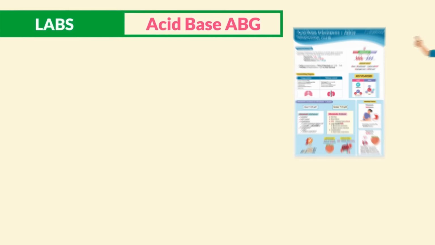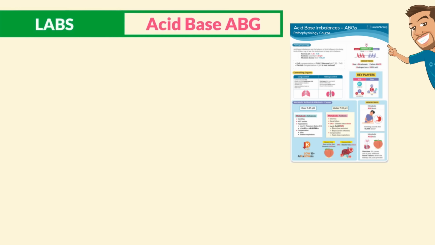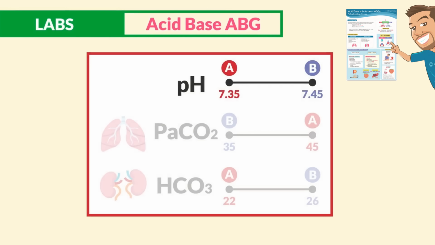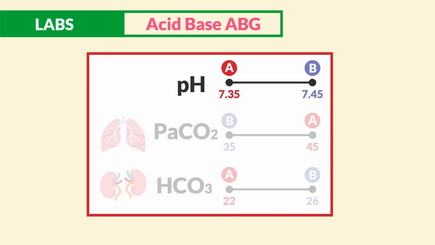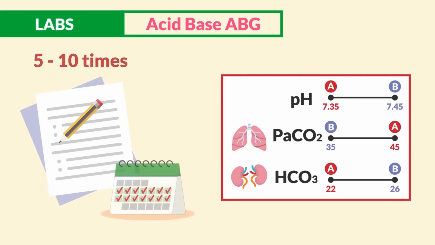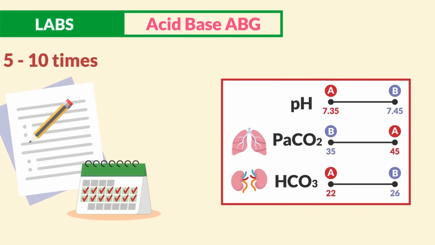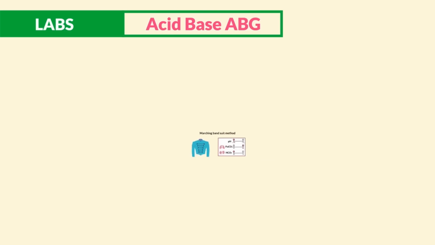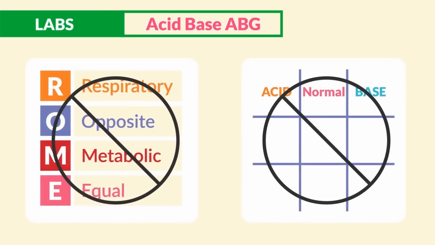Now for the acid-base ABGs. Oh no! The key numbers that you need to know are a pH of 7.35 to 7.45, a PaCO2 of 35 to 45, and an HCO3 of 22 to 26. So write these out at least 5 to 10 times the week of your exam. And I recommend using the marching band suit method to interpret ABGs, found in our full ABG video, and really not the ROME or tic-tac-toe method, and I explain why in the full ABG video.